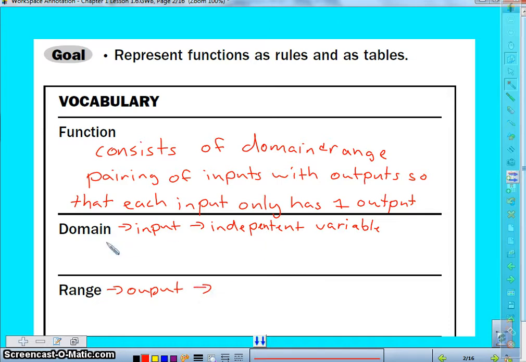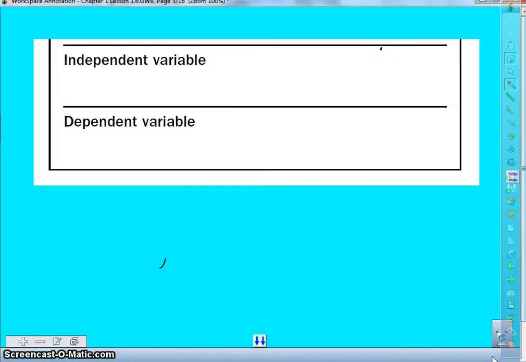The range is going to be your output, and if this one's independent, then the range has to be your dependent variable. Alright, so our domain is our independent, our range is our dependent. Independent, dependent, just right again. Independent is going to be our domain, and our dependent is our range.